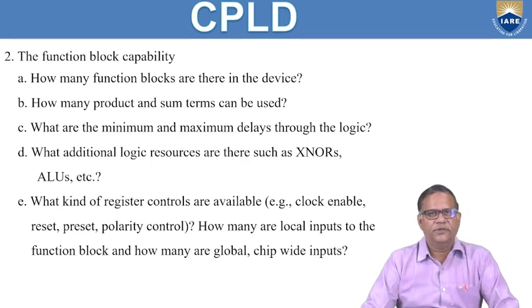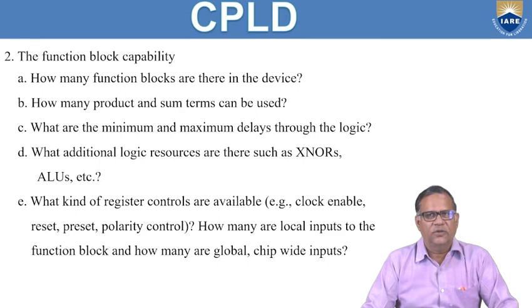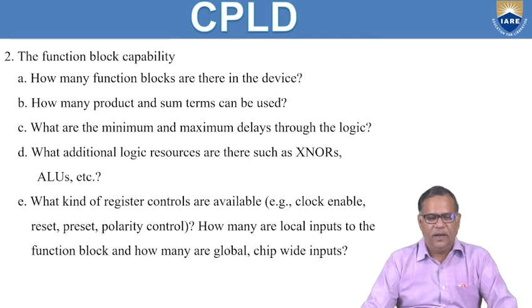Next architectural issue is the function block capability. How many function blocks are there in the device? That means how many product terms are there, and how many subterms you can use. What is the limitation on that? And what are the minimum and maximum delays through the logic? Is it as per your performance specification? And what additional logic resources are there, such as XOR gates, XNOR gates, and ALUs. You have to see all these additional logic resources included in the CPLD, and what kind of register controls are available, for example clock enable, reset, preset, and polarity control.